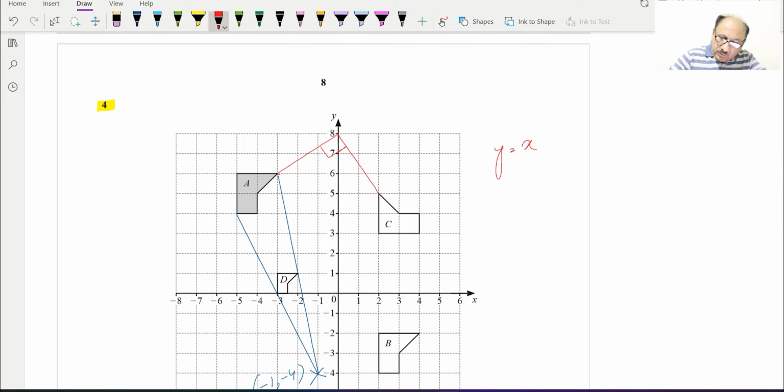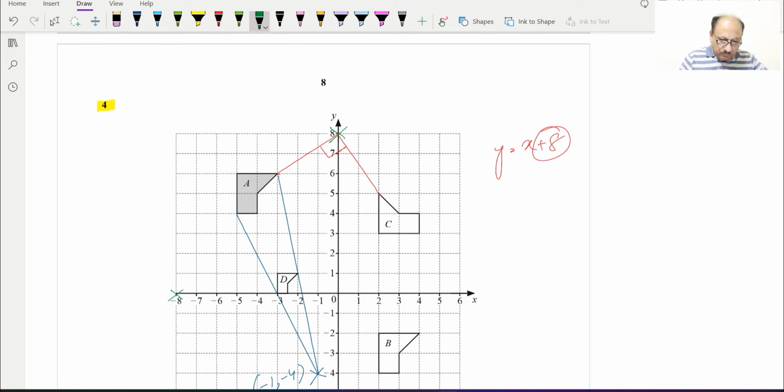Y is equal to x plus 8. So it means it's passing through 8. So 1 mark, if I change the color, will be this one. And then if x is equal to 0, y will be equal to 8, and if y is equal to 0, x will be equal to -8.